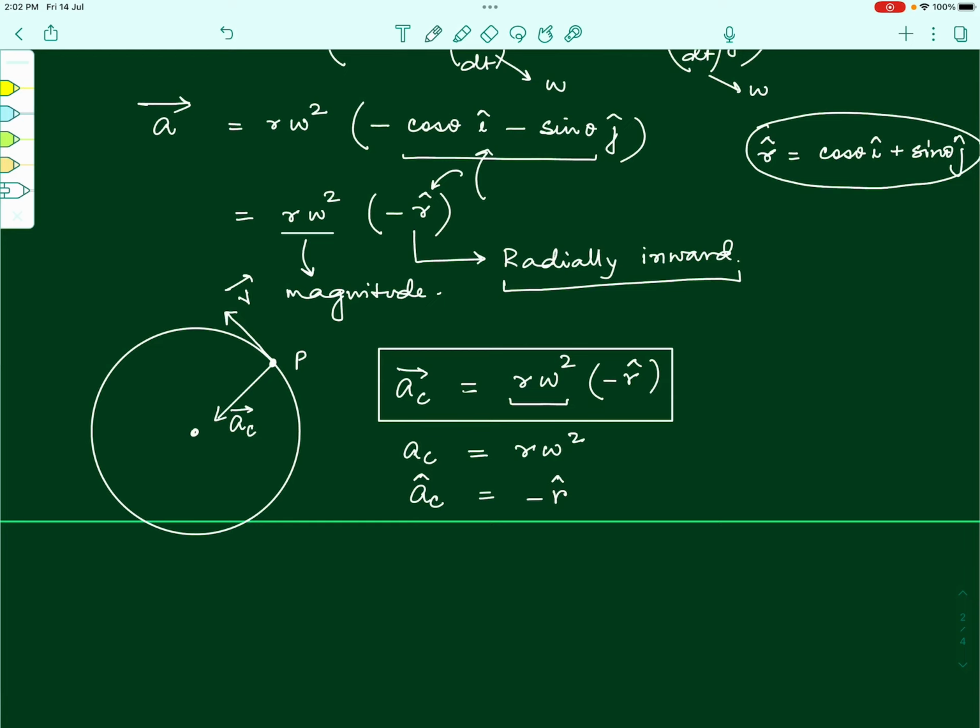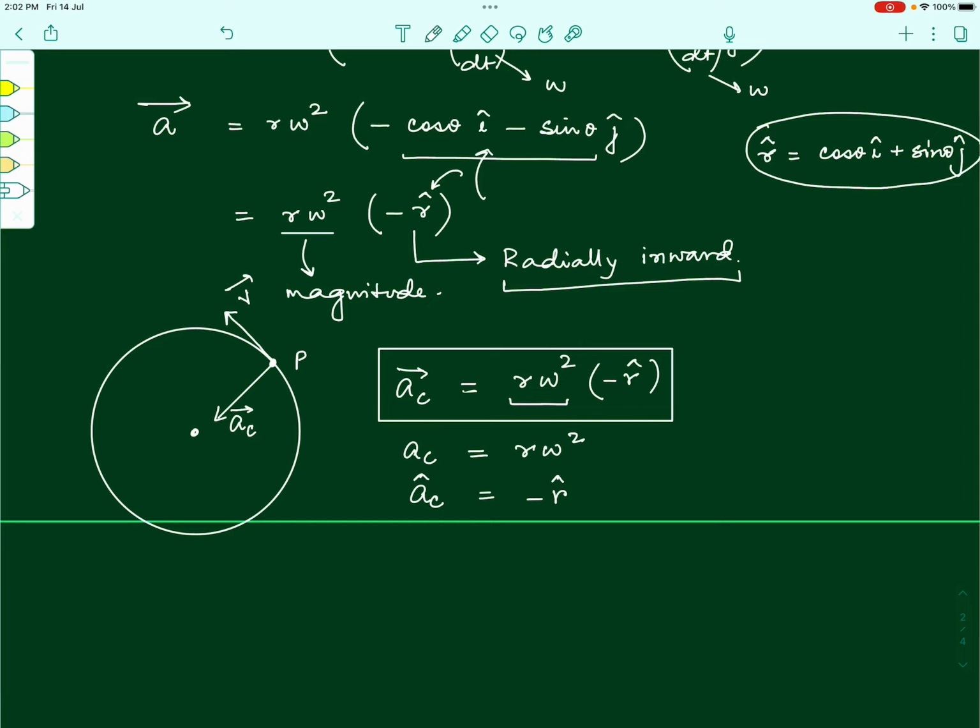What it's constantly changing is the direction of velocity. So the centripetal acceleration creates a change in the direction of the velocity of the particle. It does not create any change in the magnitude of its velocity, right? So this is about the centripetal acceleration.